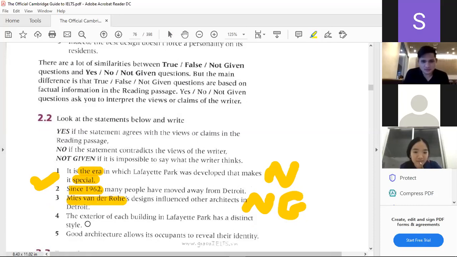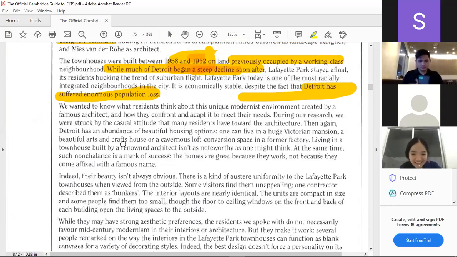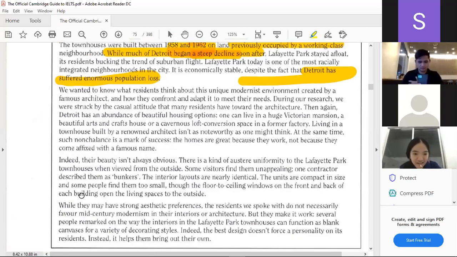Number four, exterior of each building in Lafayette Park has a distinct style. Let's hear from others. Okay, no. Victor, you say no. What would you say to number four? No. Why no? What's the problem? How can you find a sentence that supports your answer? Where is it?